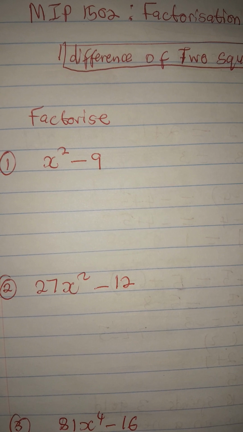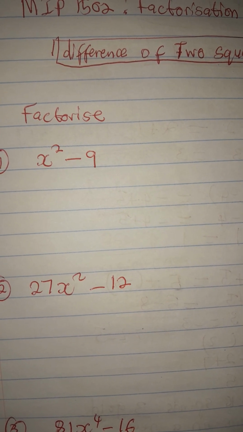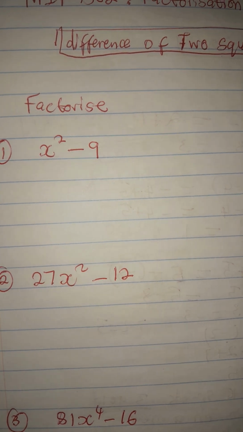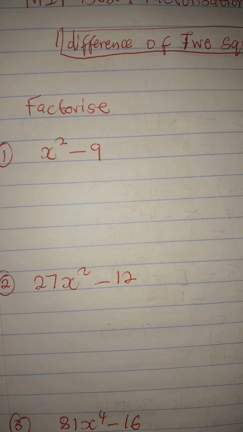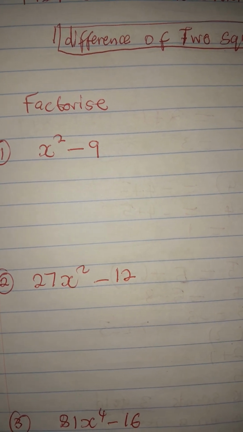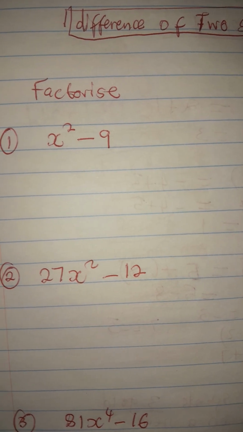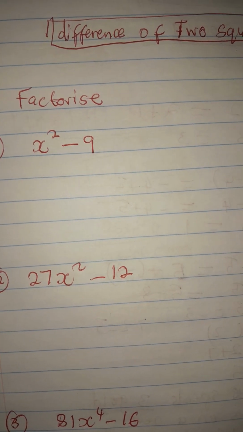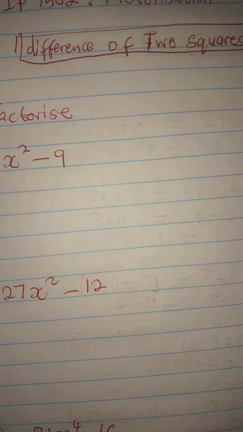Factorization is also important, guys. Hope you saw it in last year's question papers and in the February and March exam papers. There was factorization, right? So this type of factorization that we are going to work with is called difference of two squares.